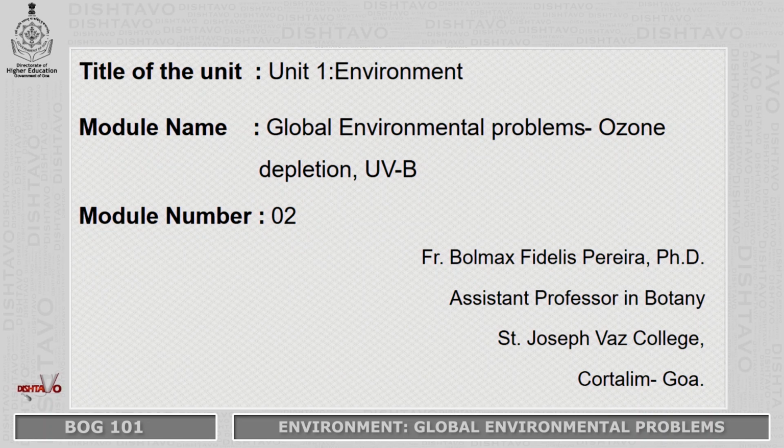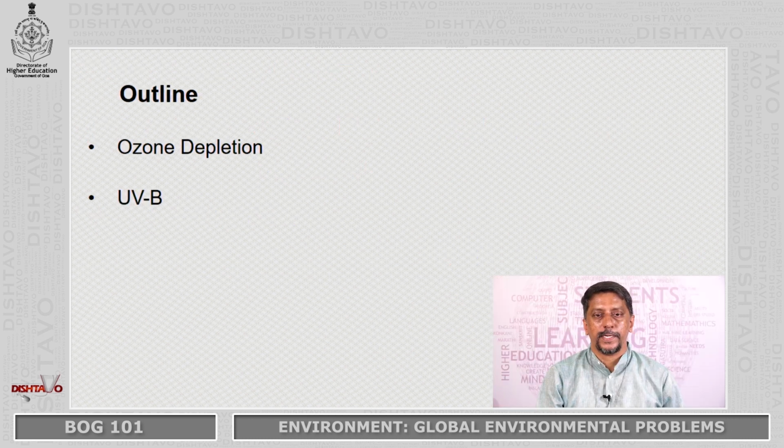So welcome once again to this module 2 in environment. We are going to deal today with the global environmental problems that we had seen in the last module. There are so many problems, but today we are going to deal with ozone depletion and ultraviolet B rays. So we will understand what ozone depletion is, and we will also understand the ultraviolet B rays.